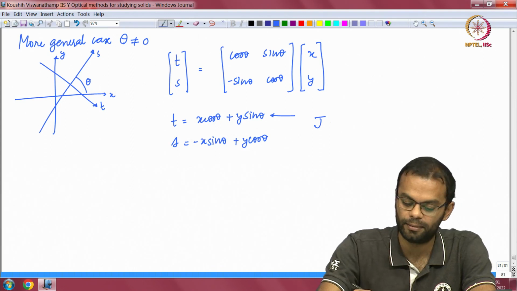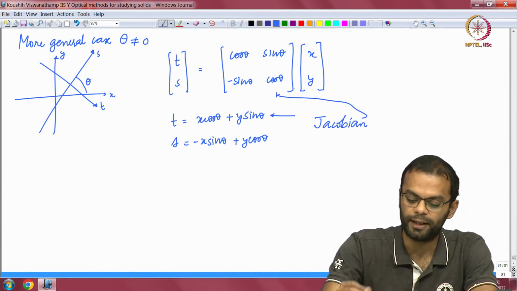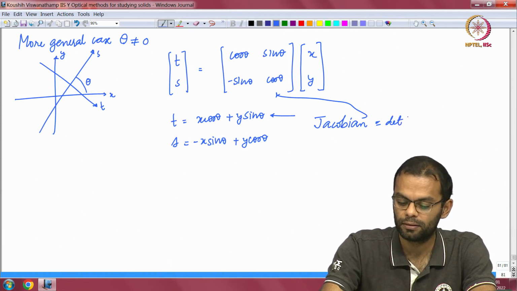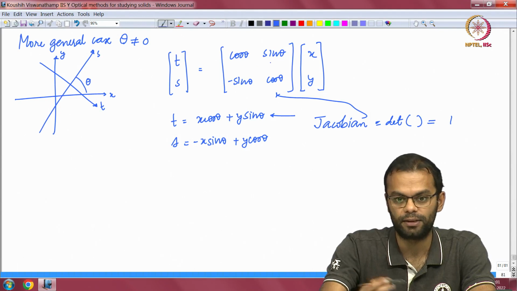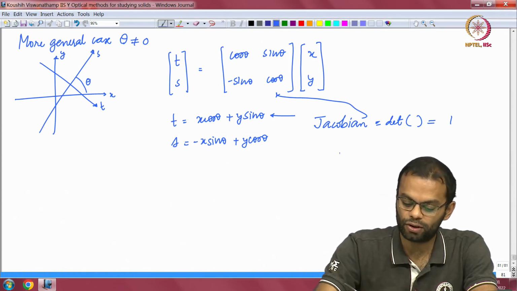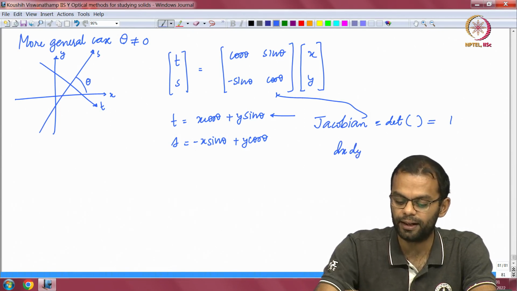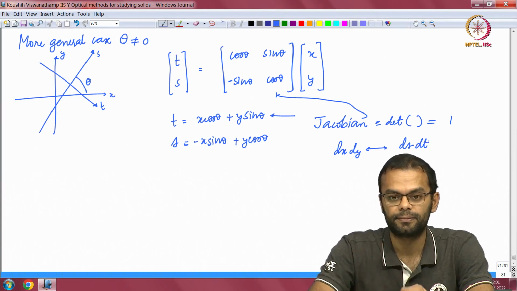Okay. So, if you do this, then the Jacobian of this transformation, which is basically the determinant of this matrix, will be 1, because you will have cos square plus sin square, that is 1. Okay. And so, the area element dx dy will be the same as the area element ds dt.